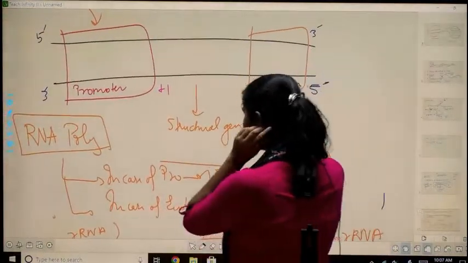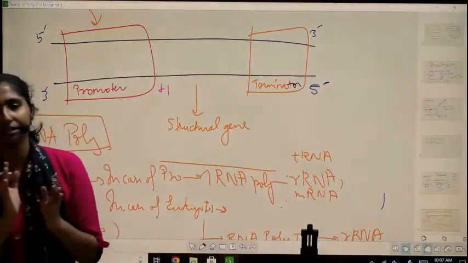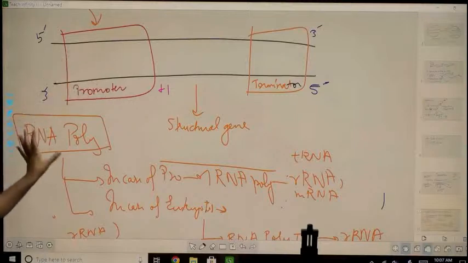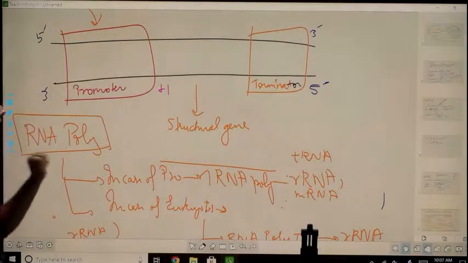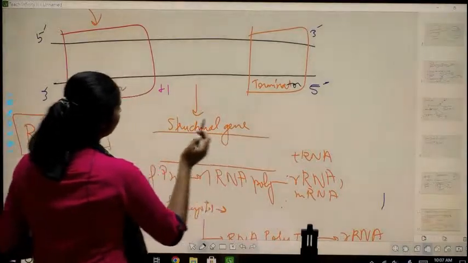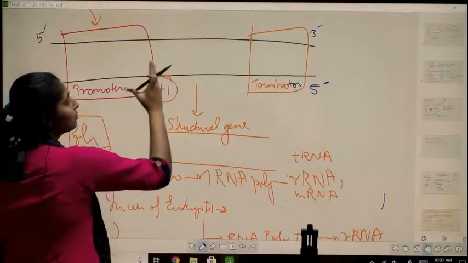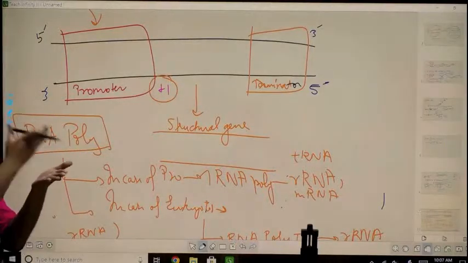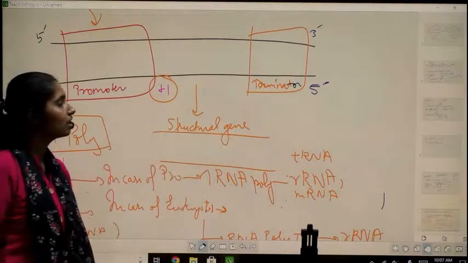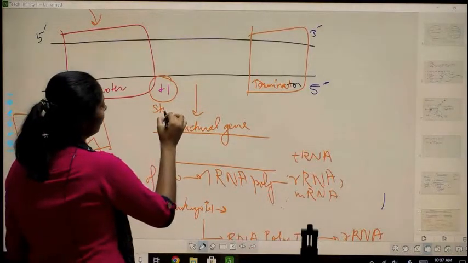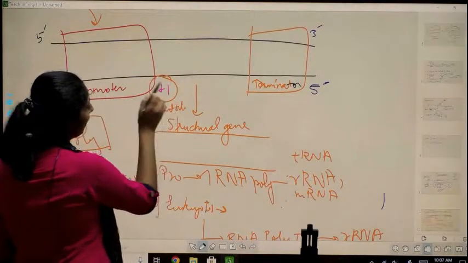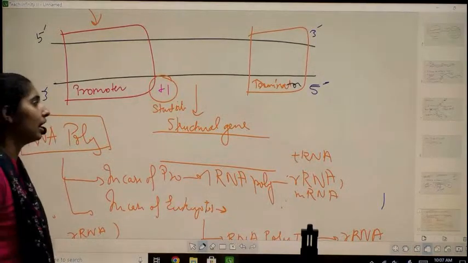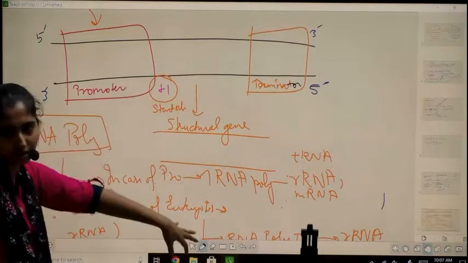So the key enzyme involved in transcription is RNA polymerase. We have seen the promoter region. The promoter region is where RNA polymerase binds, right? And in the structural gene, the region where the process of transcription starts, or where the formation of mRNA starts, is known as the start site. It's denoted by +1. +1 denotes the start site where the actual process of coding for mRNA starts.